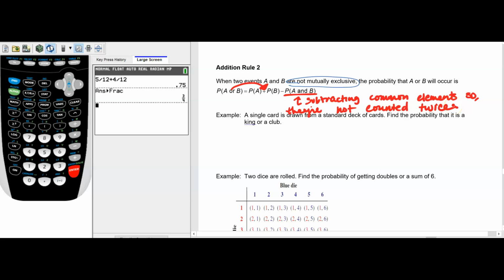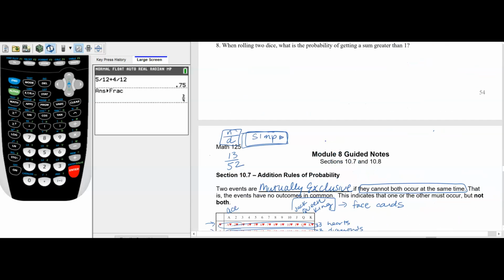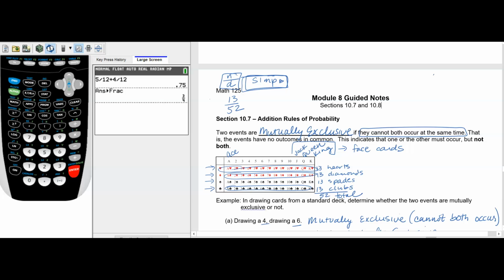Okay, so let's look at an example. So a single card is drawn from a standard deck of cards, so that means with 52 cards. Find the probability that it is either a king or a club. Okay, so when we look at our deck of cards, so a king or a club, I'm going to go up here again. The first thing I'm going to do is circle the kings and circle the clubs. So there are 4 kings and there are 13 clubs.